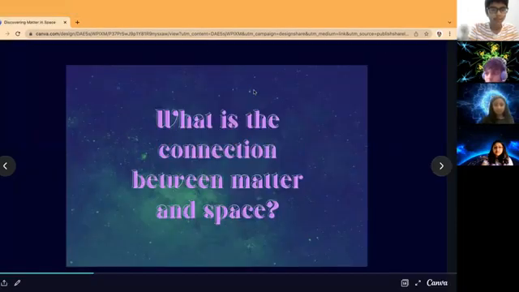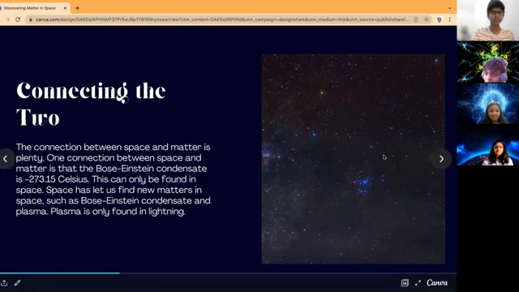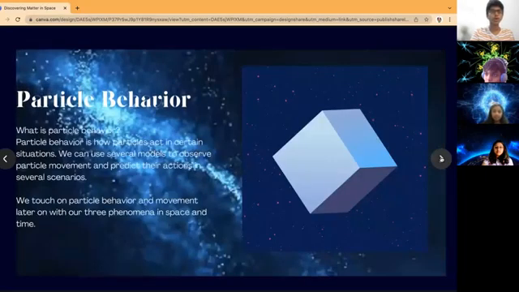What is the connection between matter and space? The connection between space and matter is plenty. One connection between space and matter is that the Bose-Einstein condensate is negative 273.15 degrees Celsius. This can only be found in space because it is so cold. Space has let us find new matters in space, such as the Bose-Einstein condensate and plasma. Plasma is energized gas, and you cannot find it on Earth because it is just so obscure.